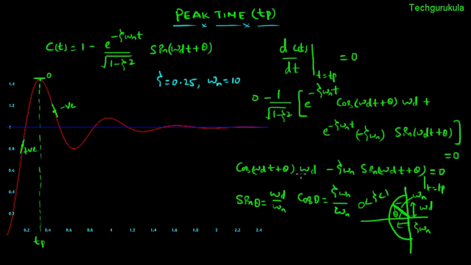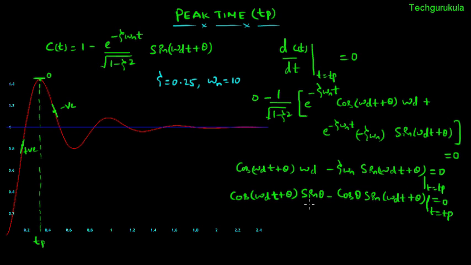So we can rewrite this entire expression as cos of omega d t plus theta times sine theta minus cos theta times sine of omega d t plus theta. This looks like sine A minus B, where A is omega d t plus theta and B is theta. So let me write this. We can have sine of omega d Tp plus theta minus theta is equal to 0. Theta theta cancel, so we have sine of omega d Tp is equal to 0.